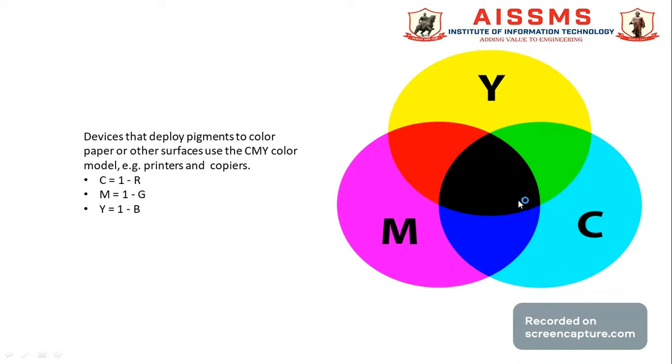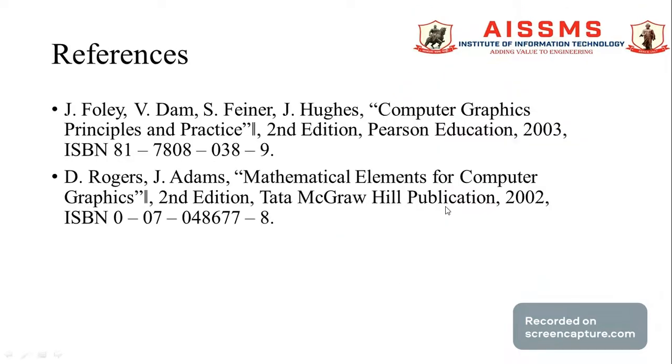Devices that deposit pigment colors on paper or a surface use the CMY color model. Examples or applications of this CMY color model are printers, copiers and so on.